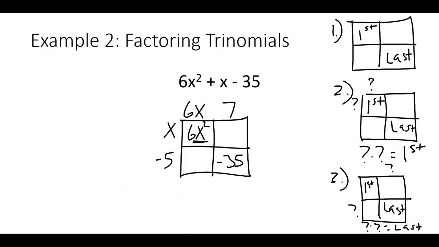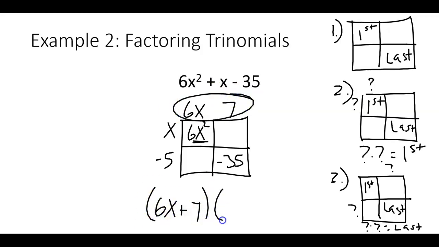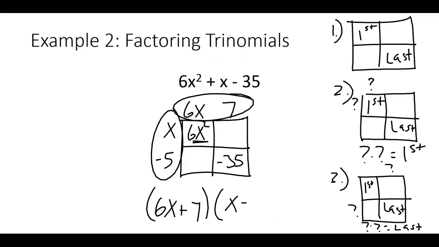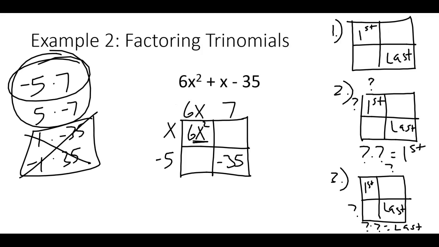And now the big question is, how do we know if we're right? Well, basically right now what I'm guessing, and don't write this, is that my answer is 6x plus 7 and x minus 5. These two polynomials, if you were to FOIL them out, would give me this. That's what I'm guessing. Well, the only way to know for sure is if you actually go ahead and take the time and multiply those two things out and see if it works.